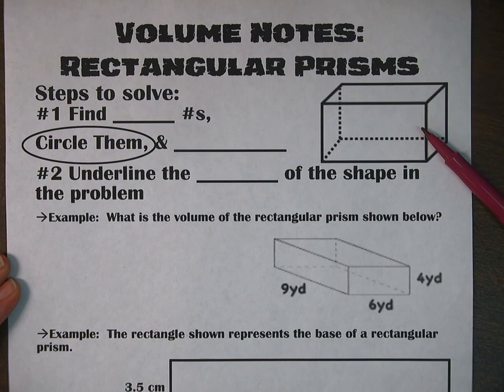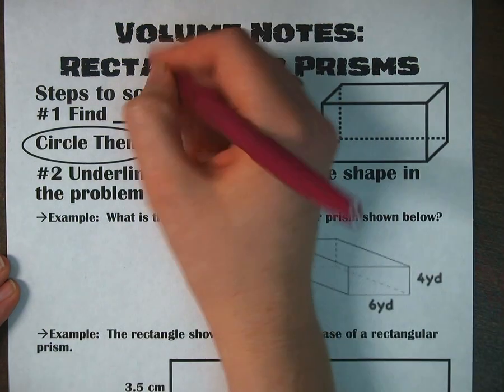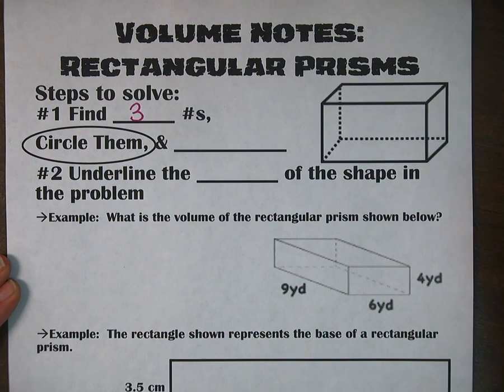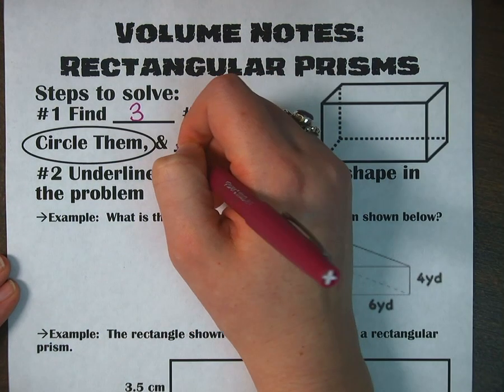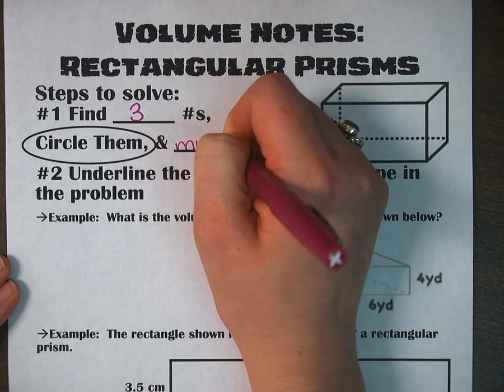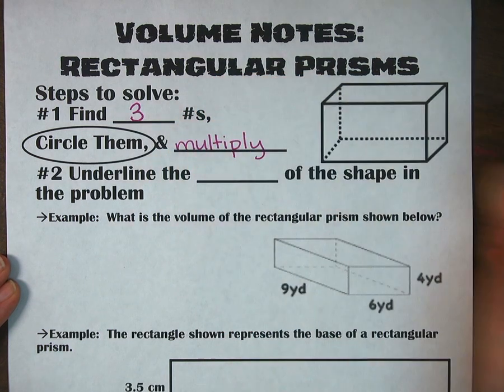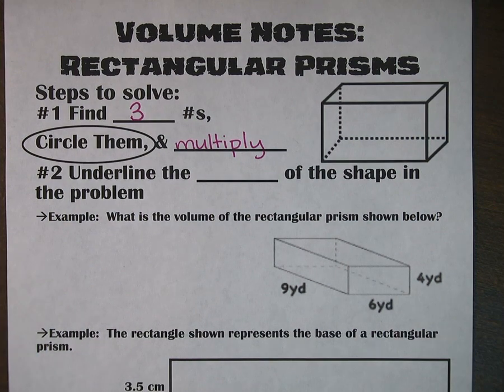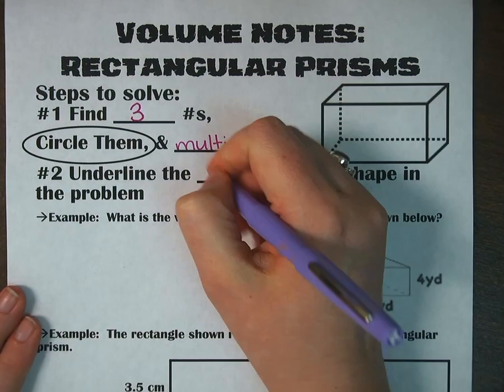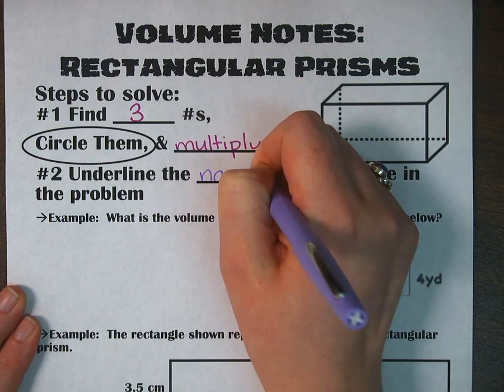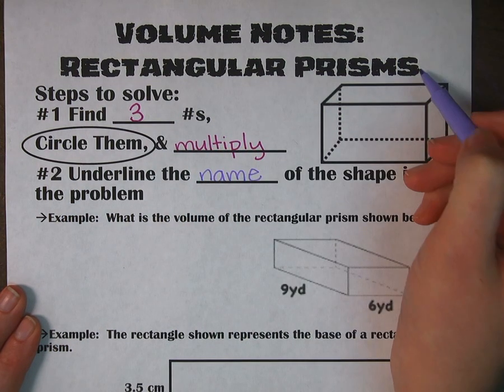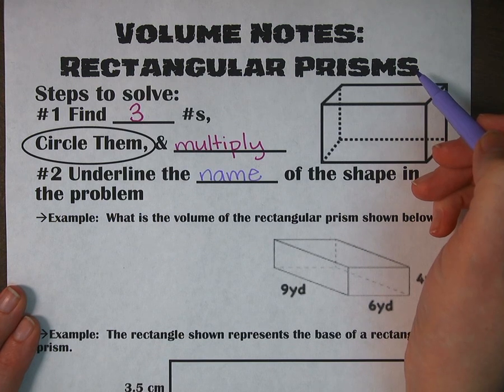So if you look at this, you can think of a shoebox or a cereal box. Those are rectangular prisms. And again, they have to be three-dimensional. That is because we have to find 3 numbers. So for that three-dimensional shape, we have to have 3 numbers. We're going to circle them and multiply. So if you can multiply, you are going to like volume. And then just to verify, we're going to underline the name of our shape to make sure that we are using the correct formula. And again, that shape will be a rectangular prism.